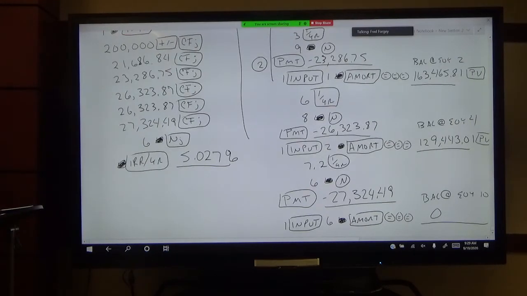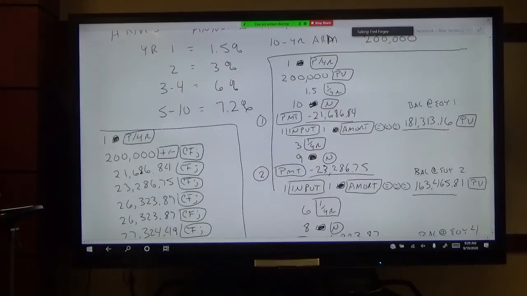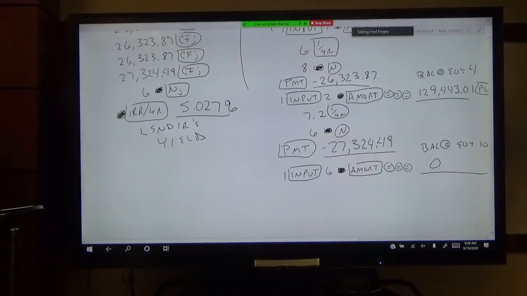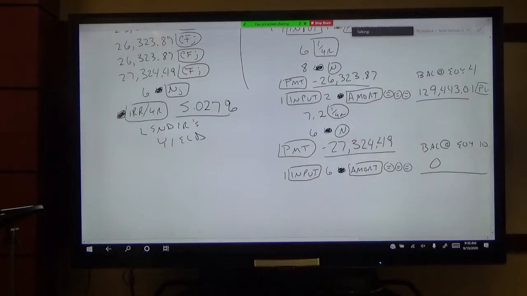Okay? So you should get 5.027% as the lender's yield. So, for all those changes in interest rates, it's in essence really a weighted average for all things considered. But with those interest rates, the reality is the lender is getting about a 5% interest rate over that 10-year life of that loan. Okay? Does that make sense, everybody? Yes or no?